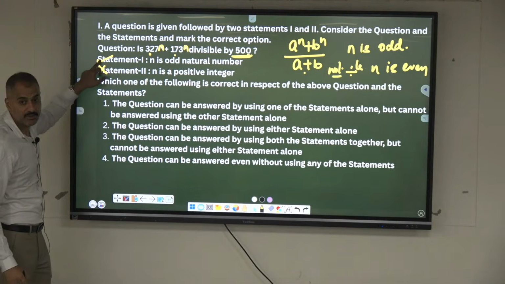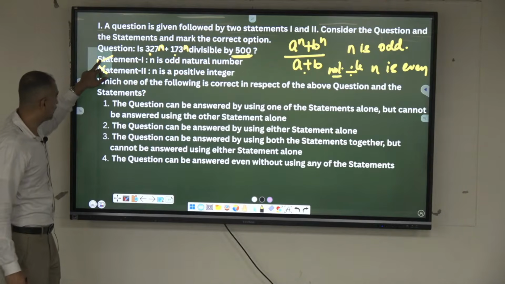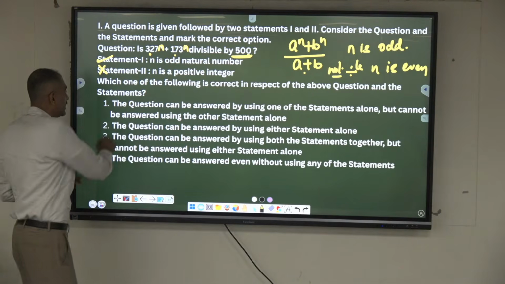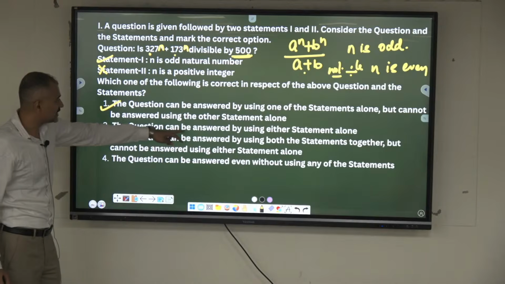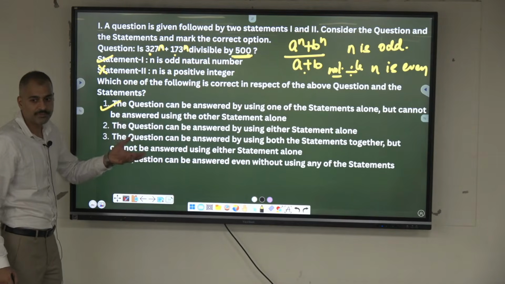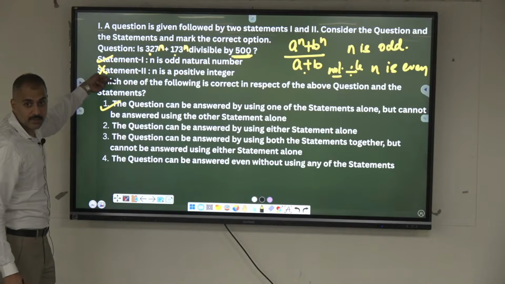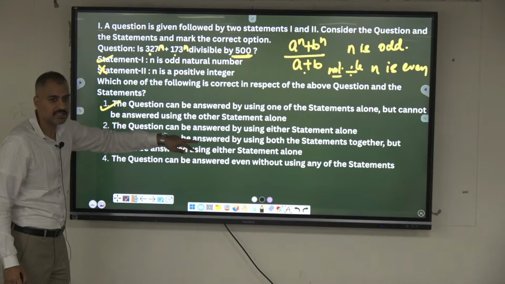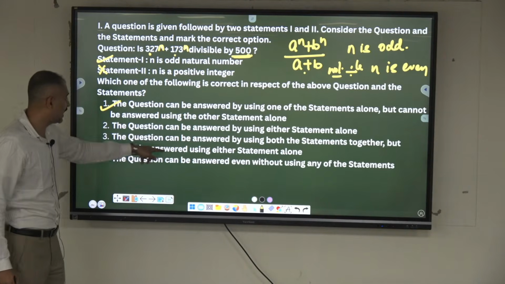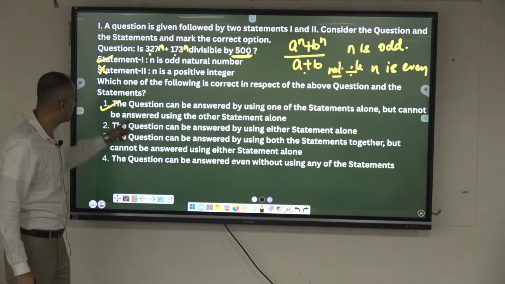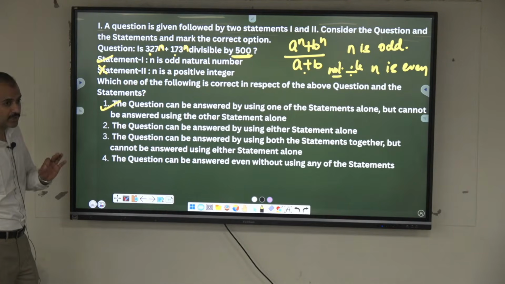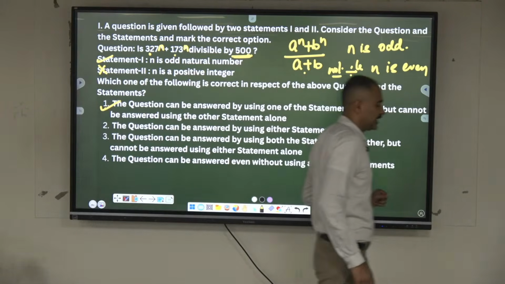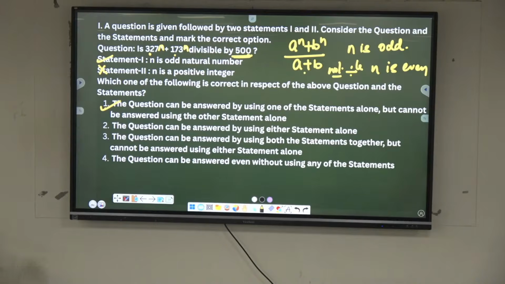This statement helps us. So what is required? Statement 1, which is the option. The question can be answered by using one of the statements alone, but cannot be answered using the other statement alone. The question can be answered by using either statement alone? No. The question can be answered by using both the statements together? Not necessarily both statements together. But cannot be answered using either statement alone? No. The question can be answered using one of the statements alone here. The question can be answered even without using any of the statements?